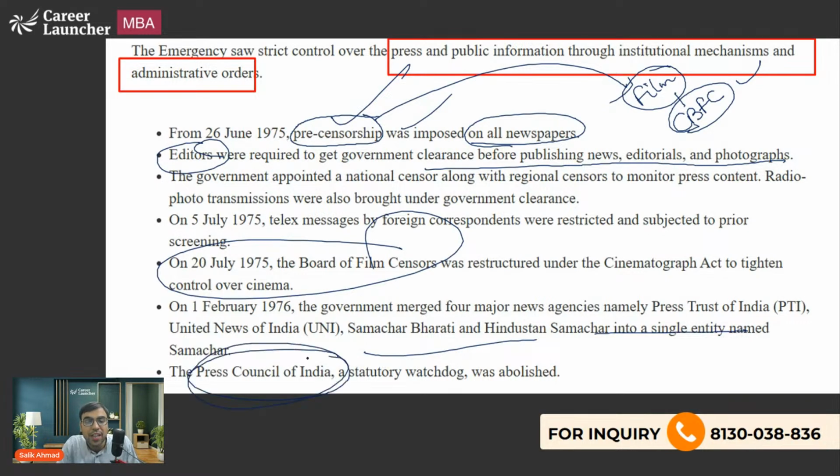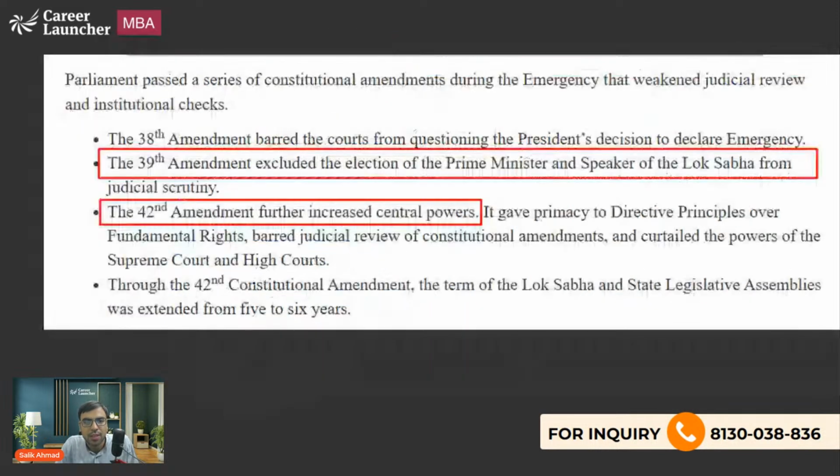Even Press Council of India was abolished. This is actually, even today it exists, which is supposed to control or regulate the press. That is the idea behind Press Council of India, generally headed by a former Supreme Court judge. Okay, we had discussed the 39th Amendment.